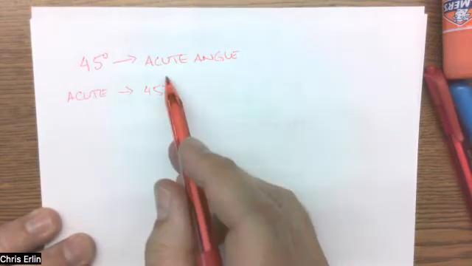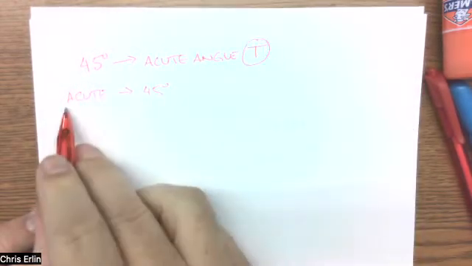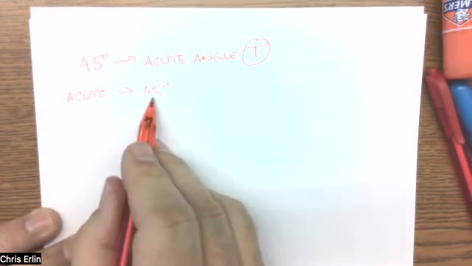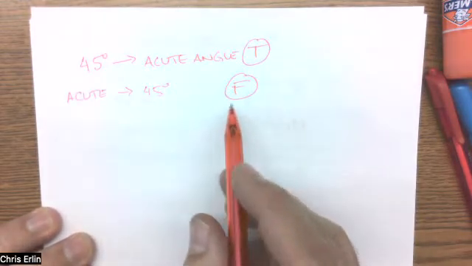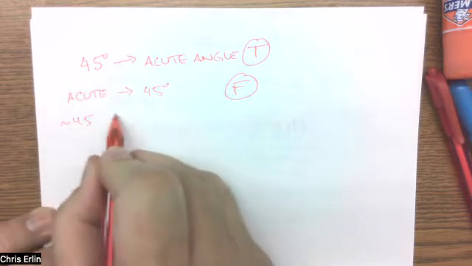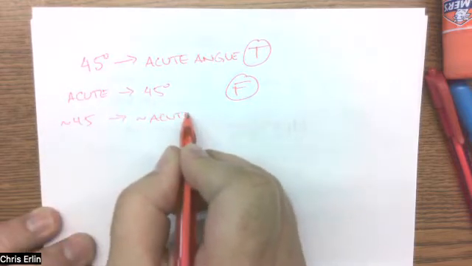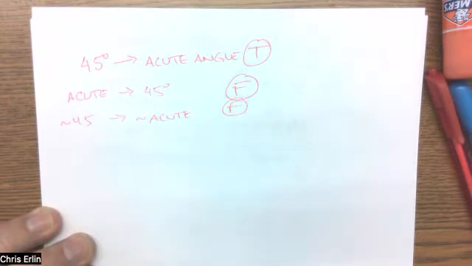If it's 45, is it an acute angle? Yes, true. If it's an acute angle, does it have to be 45 degrees? No, it's false. The fact that it's false tells me that if I were to do the inverse, not 45, then not acute, it would also be false because the mystery meats will be the same. You always have 2 patties of the same style.